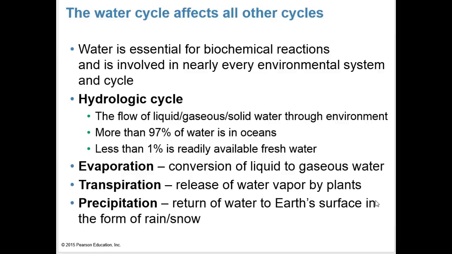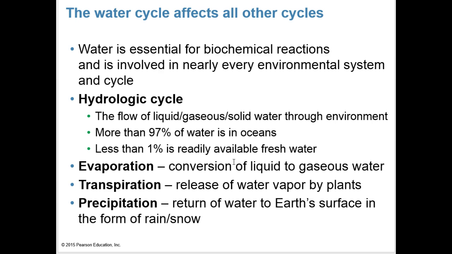The water cycle affects all other cycles. It's essential for biochemical reactions, and it's involved in nearly every environmental system and cycle. Water cycle can also be called the hydrologic cycle. It's the flow of liquid and gaseous and solid water through the environment. More than 97% of our water is in oceans, and less than 1% is readily available in fresh water. Some of it's tied up in glaciers and frozen, but less than 1% is readily available to us as fresh water.